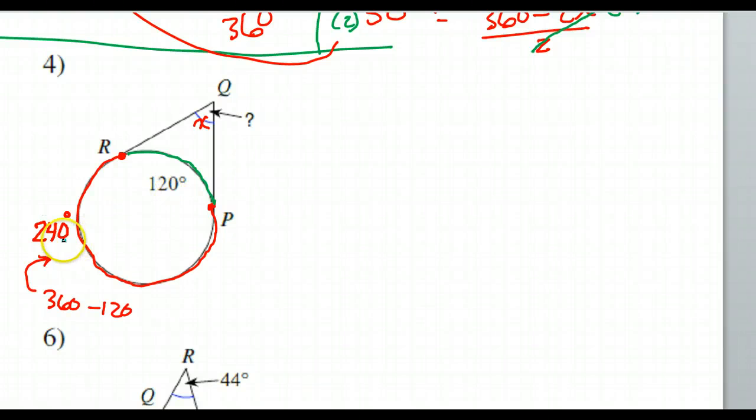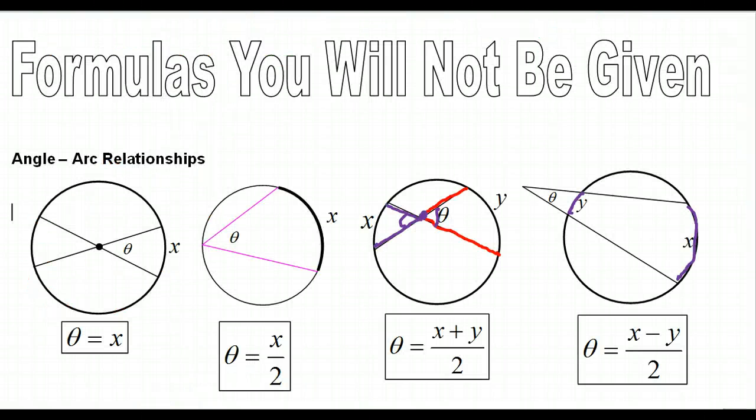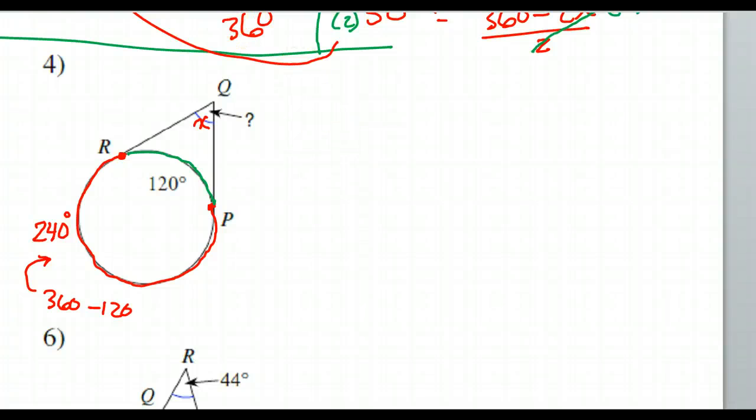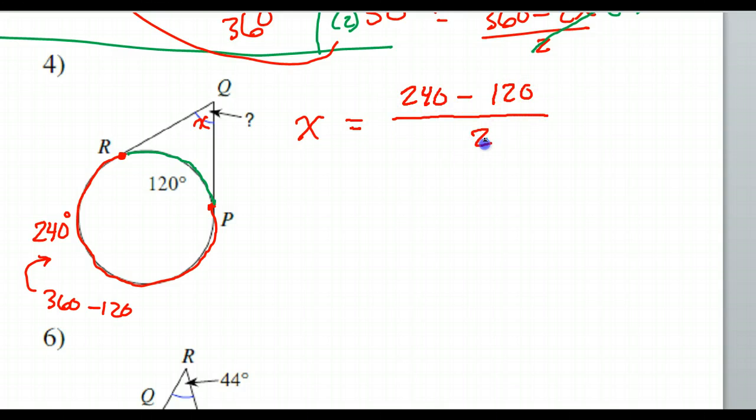Now we have our big arc and our small arc, so we can go ahead and do situation number 4. Because we're outside the circle, the angle is the big arc minus the small arc divided by 2. So let's do that. The angle is equal to the big arc, which is 240, minus the small arc, 120, divided by 2. Alright, again, it's pretty straightforward. Just put that in your calculator and get the answer. That is 60.